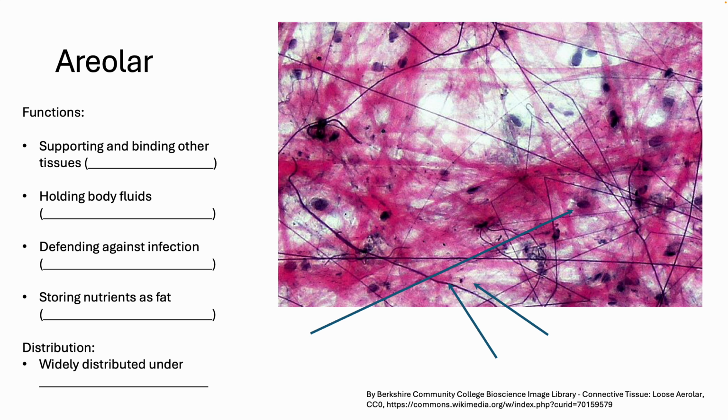All right, areolar connective tissue. It is going to consist of collagen fibers, elastic fibers, as well as fibroblasts. It will also contain things like macrophages, white blood cells, and adipocytes. The other fiber types, the reticular fibers, are also present. They're just not well visualized in this image.